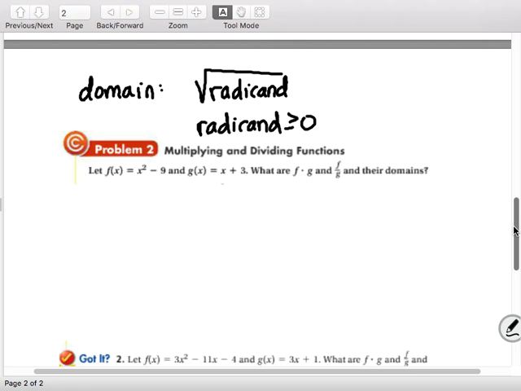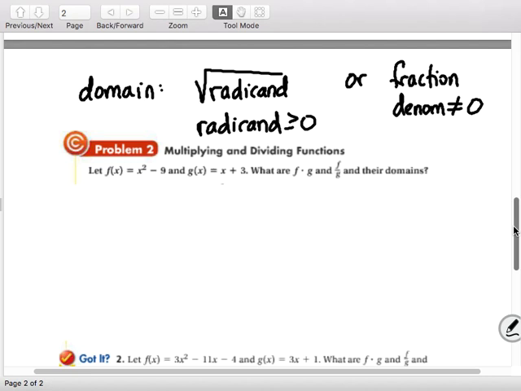The other area is if you have a fraction. In a fraction, your denominator can't equal 0. So when you're working with functions, and we're adding, subtracting, multiplying, and dividing them, if you have a square root, and you want to look at the domain, you set the radicand greater than or equal to 0. If you are adding, subtracting, multiplying, and dividing functions, and you have a fraction, your domain cannot have the value that makes the denominator 0. Otherwise, it's all real numbers.